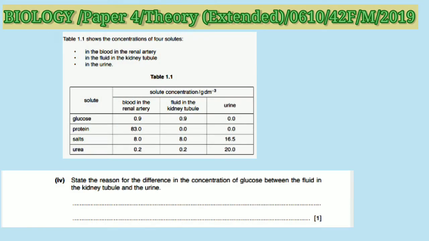Next question. State the reason for difference in the concentration of glucose between the fluid in the kidney tubule and the urine. We can observe from the table that concentration of glucose in fluid in the kidney tubule is 0.9 gram per dm cube, whereas it is 0 in urine. The reason for this is all glucose is reabsorbed.